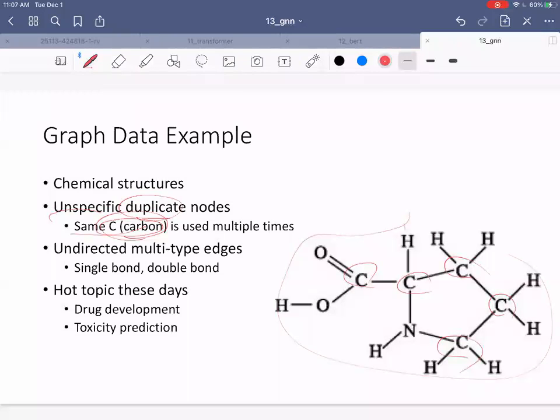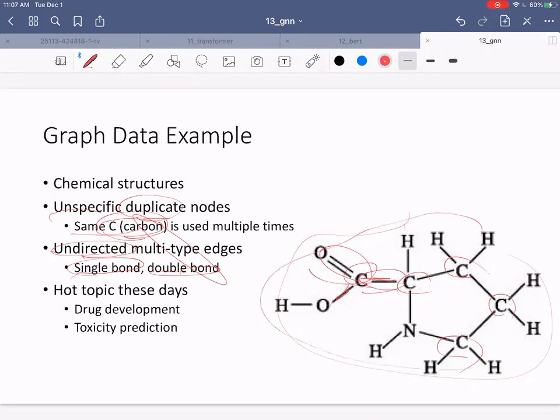And of course, the edges are now multi-type edges. It's still undirected because this is just a connection. It's just connected or not connected. So it's undirected, but there are single bonds and double bonds. This is a single bond, this is a double bond. So now you want to specify how 2 nodes, or how 2 atoms, are connected to each other.